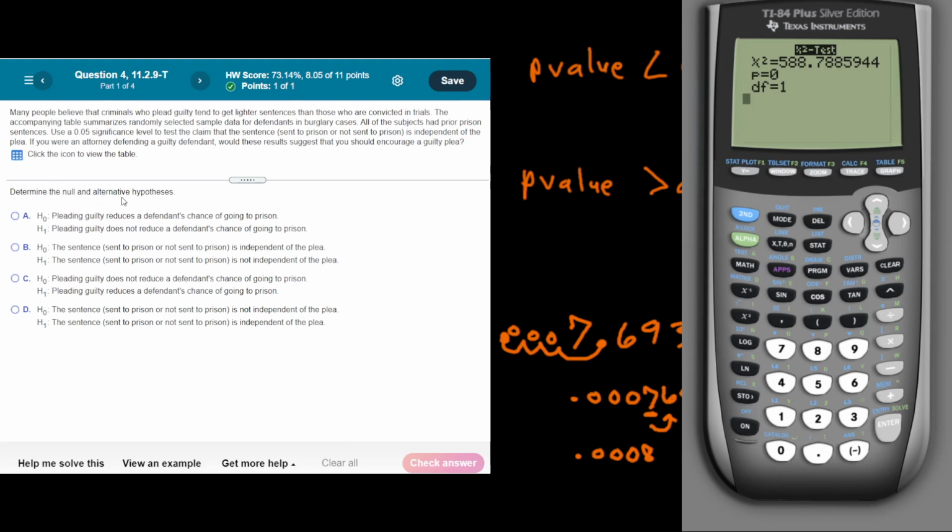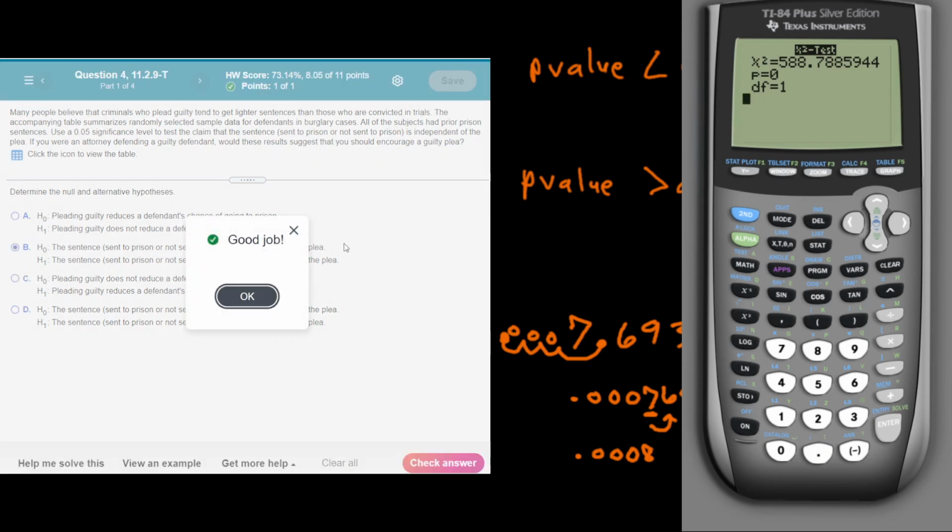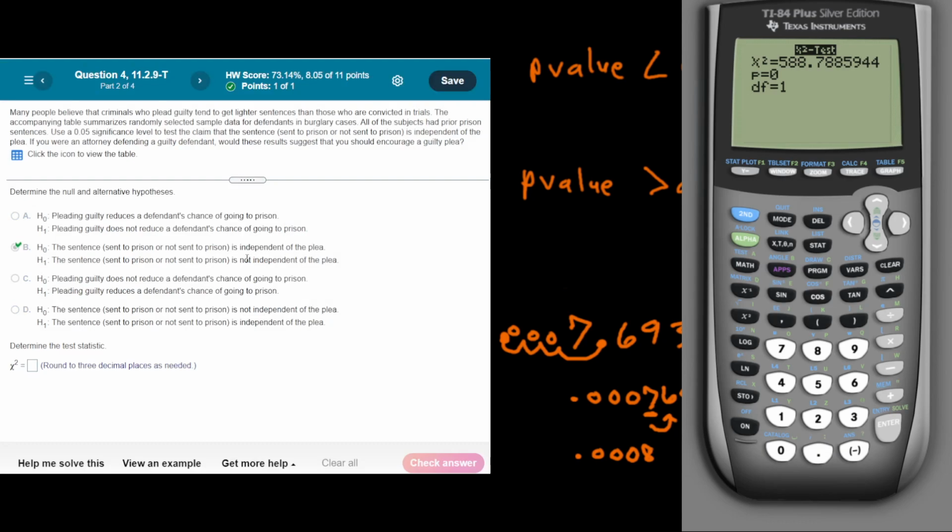Determine a null and alternative hypothesis. Well, let's see the categories. We want to look for the word independent for the H0. So there's one. We're not going to choose that one. There's one. No, we need the word independent. And here's another one. Oh, it says not independent. So automatically, yeah, we're choosing that. We don't want to use the word not independent. Not independent means dependent. We want it to be independent or is independent.